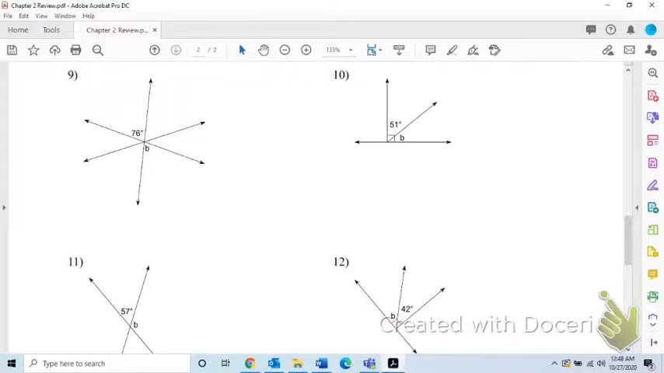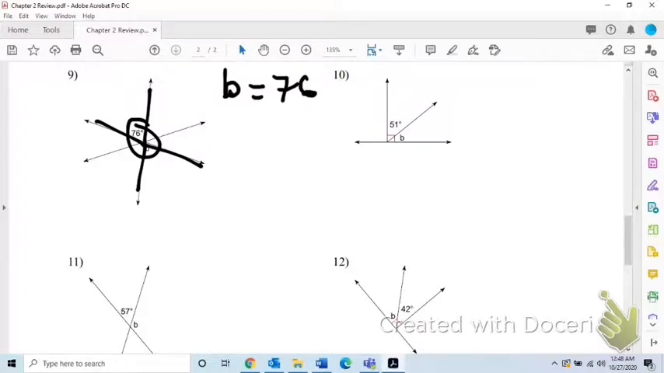So, number 9. Again, we want to look at what the actual relationship here is. We want to look at the actual angles that are formed. We see that they're formed by opposite rays. That means that they are vertical angles. And since they're vertical angles, it means that they are congruent. And if they're congruent, it means their measures are the same, which means that B equals 76.